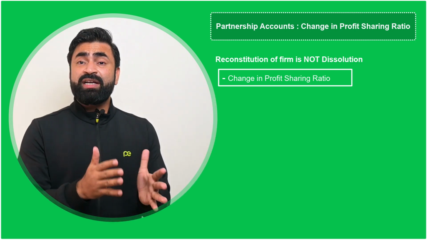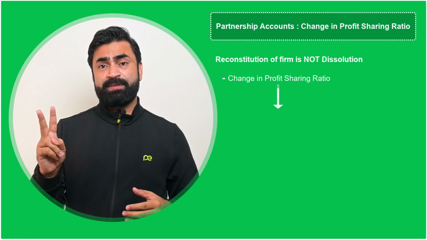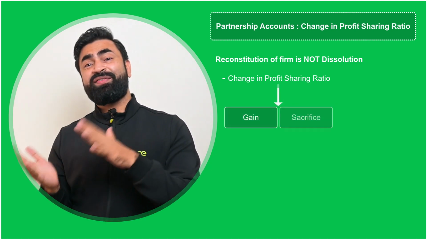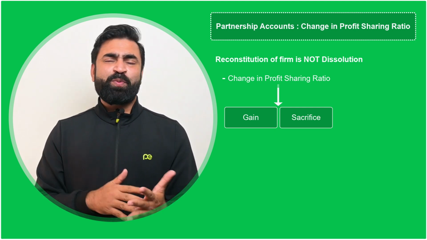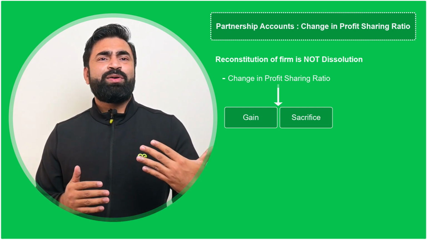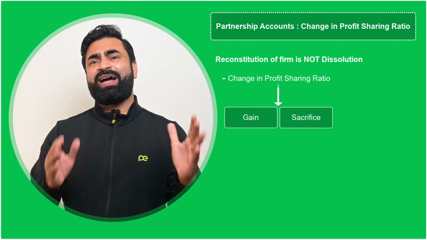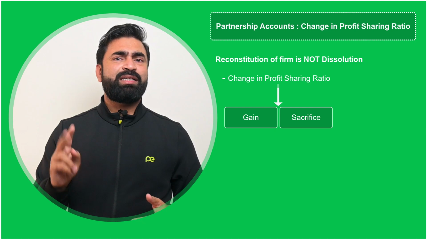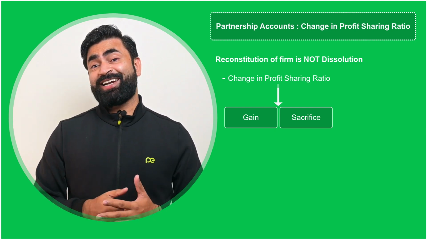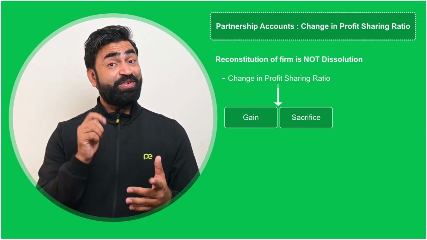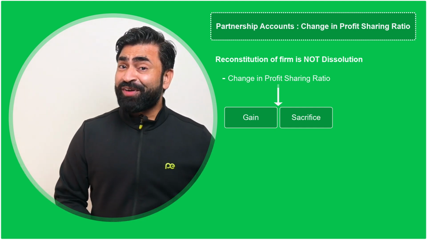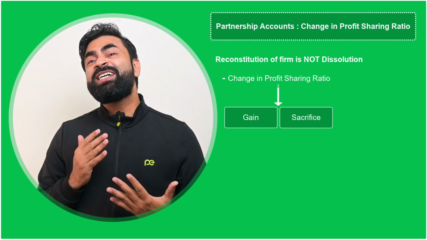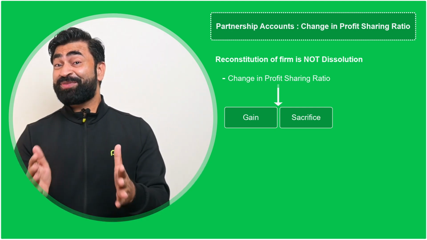So when the profit sharing ratio changes, there are two possibilities. Either the partners are going to gain or they're going to lose, a sacrifice or a gain. At times it's possible that they are not gaining or sacrificing, but they are neutral. It's very rare. Mostly it is down to these two things. Either the partners are gaining or the partners are sacrificing. So here we will learn how to calculate that sacrifice or gain by the partners when the ratio changes and the impact of that change on goodwill treatment as well.